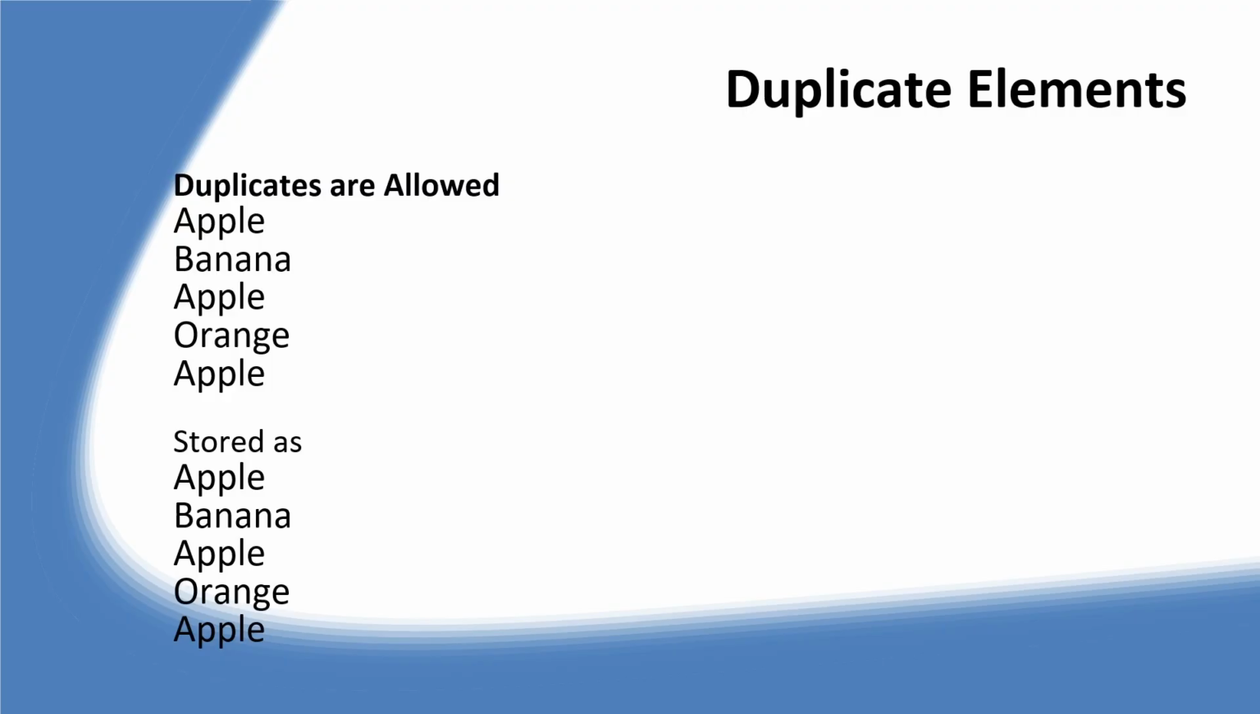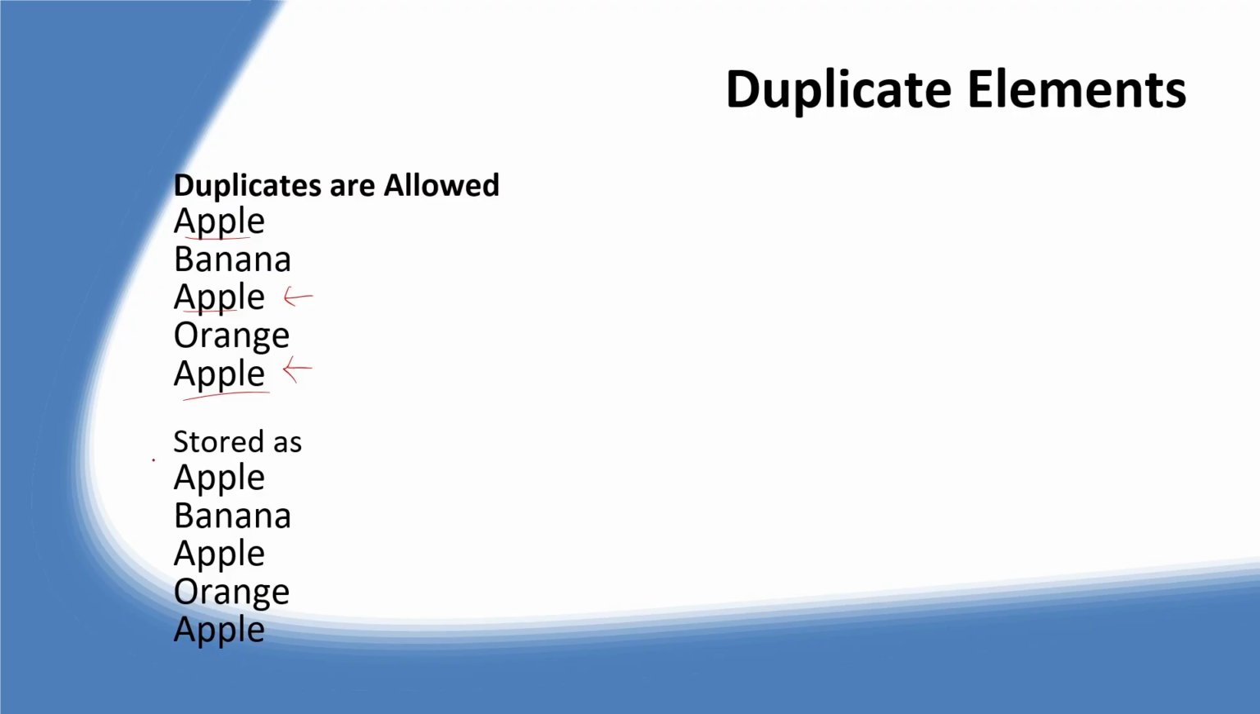Duplicate elements. A list allows duplicate elements. If the same value is added multiple times, see, apple we have added 3 times, every occurrence is stored in the list. This makes a list suitable for scenarios where repeated values are expected, such as shopping cart items, or it can be exam marks. So these are the examples.